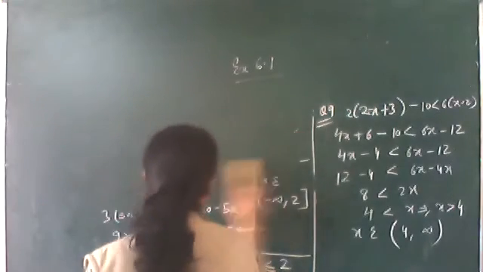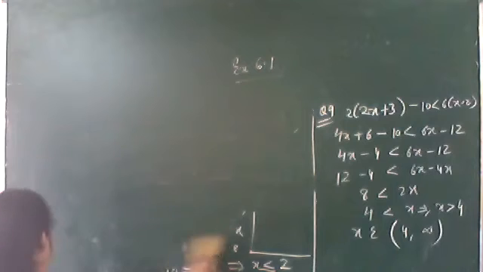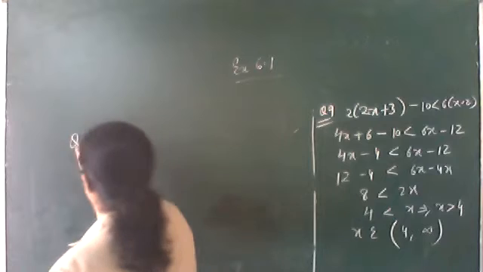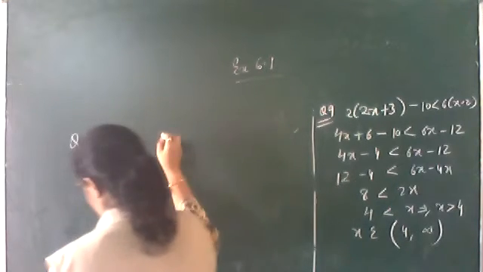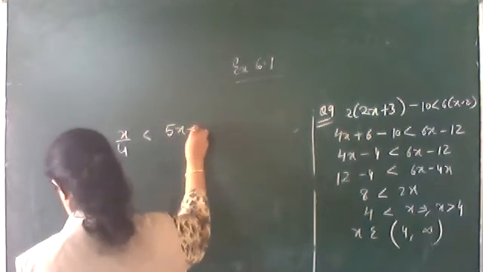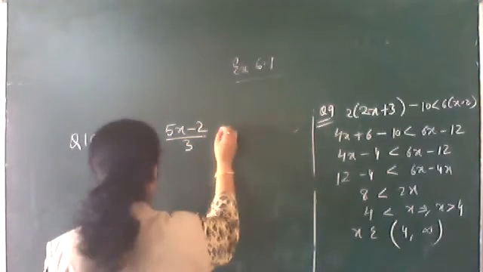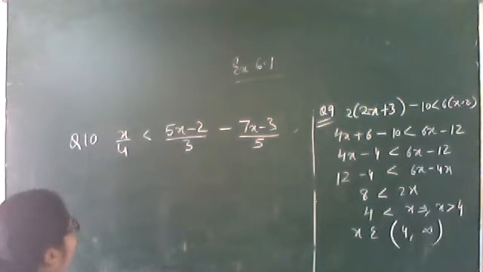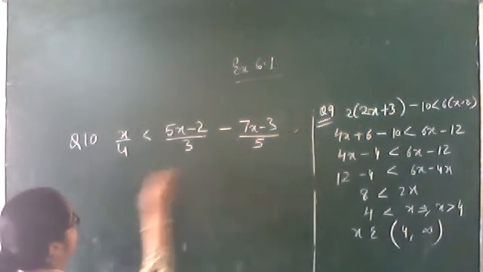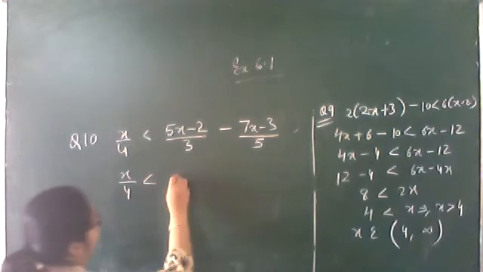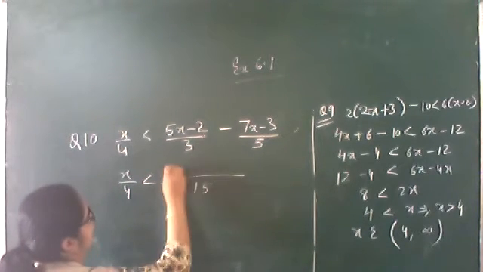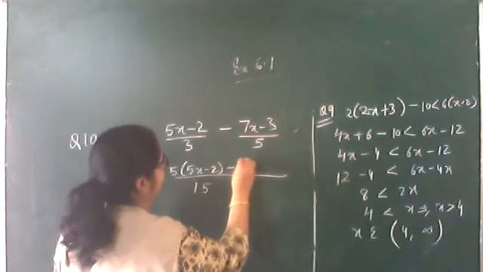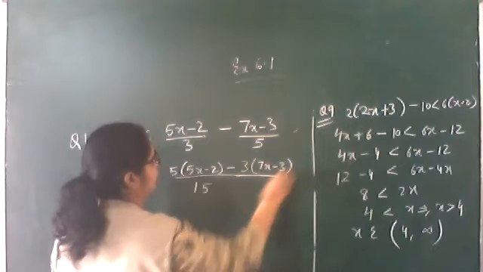Then question number 10. Write down: x upon 4 is less than (5x minus 2) by 3 minus (7x minus 3) by 5. Clear? Now again we have to first solve this RHS. So we leave the left as x by 4. Now take the LCM. 3 into 5 will be 15. Now 5 multiplied by (5x minus 2) minus 3 multiplied by (7x minus 3). You all know how to take the LCM.